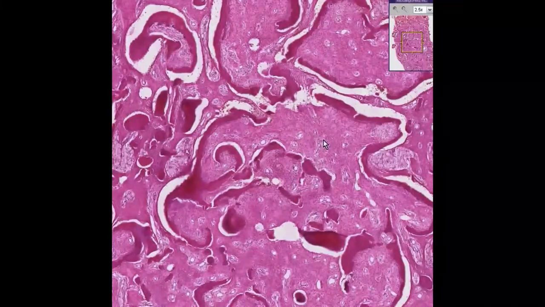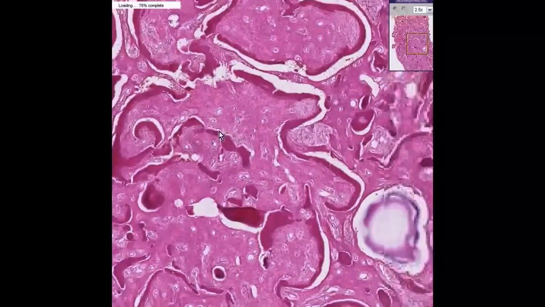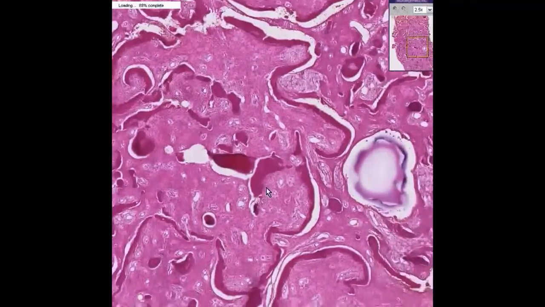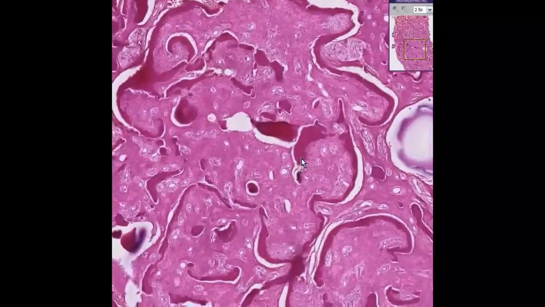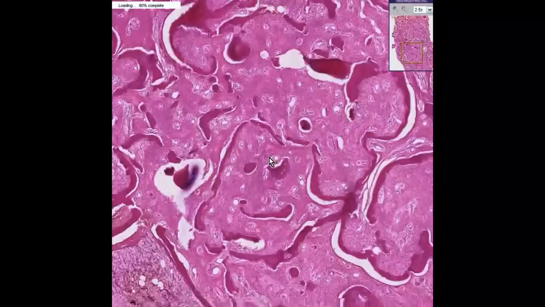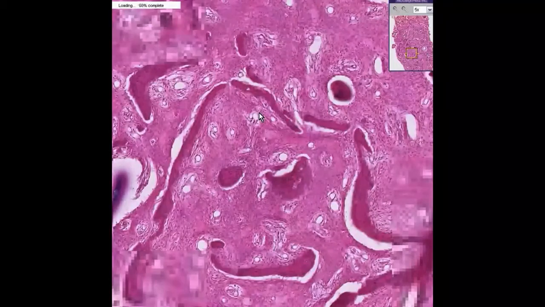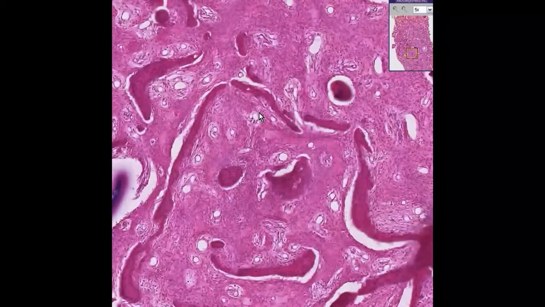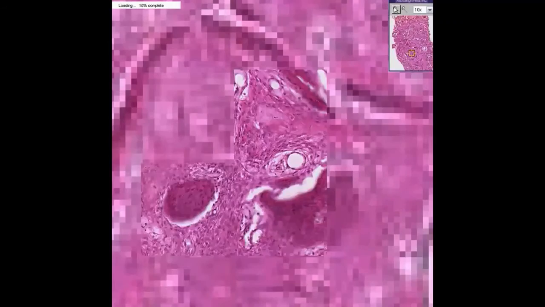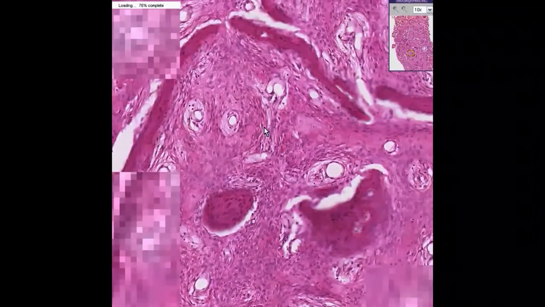This is a very classical appearance for fibrous dysplasia of bone. Thinned spicules, mostly because of a tremendous overgrowth of fibrous tissue between the spicules. Do I have to show you anything more, or are you happy?